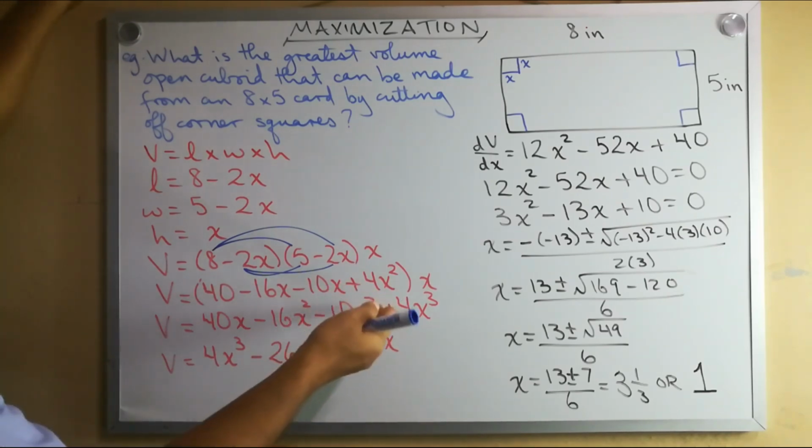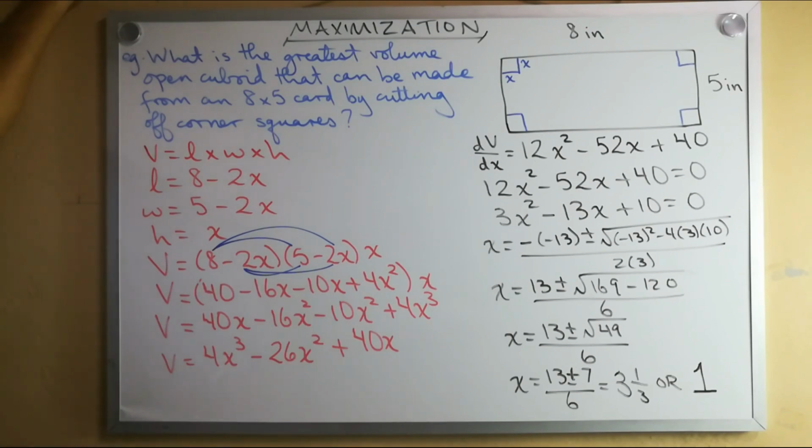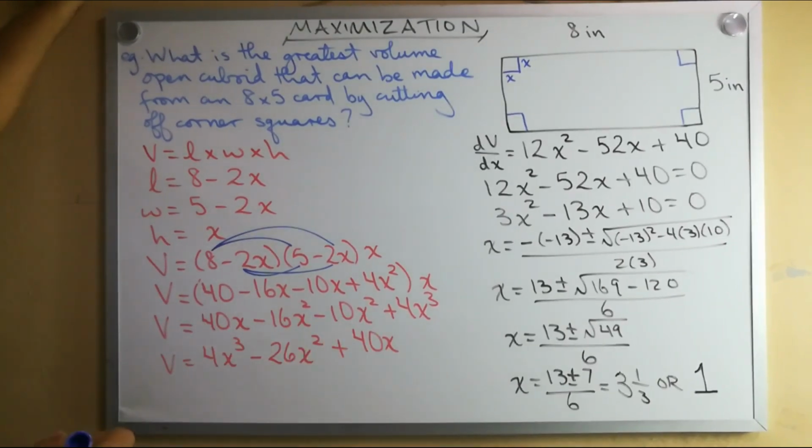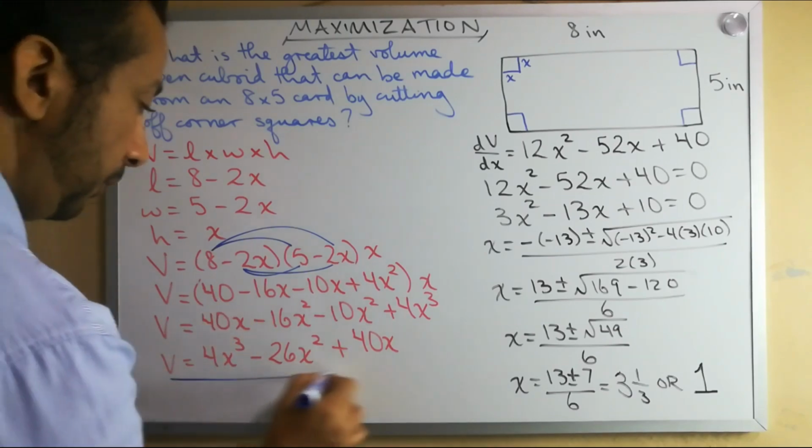Now we have like terms that can simplify. So let's simplify and clean this up a little bit. What do I mean by clean it up? We should have it in descending order of terms. So our 4x cubed should be written first. Then our x squared terms, when we add those and keep the sign, we get negative 26x squared, and then finally 40x. So this is the expression for the volume of this cuboid.